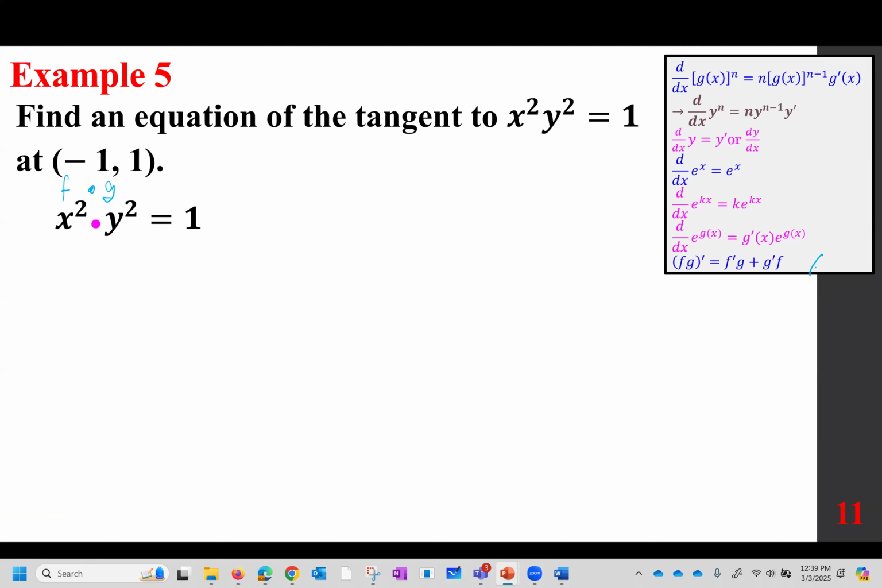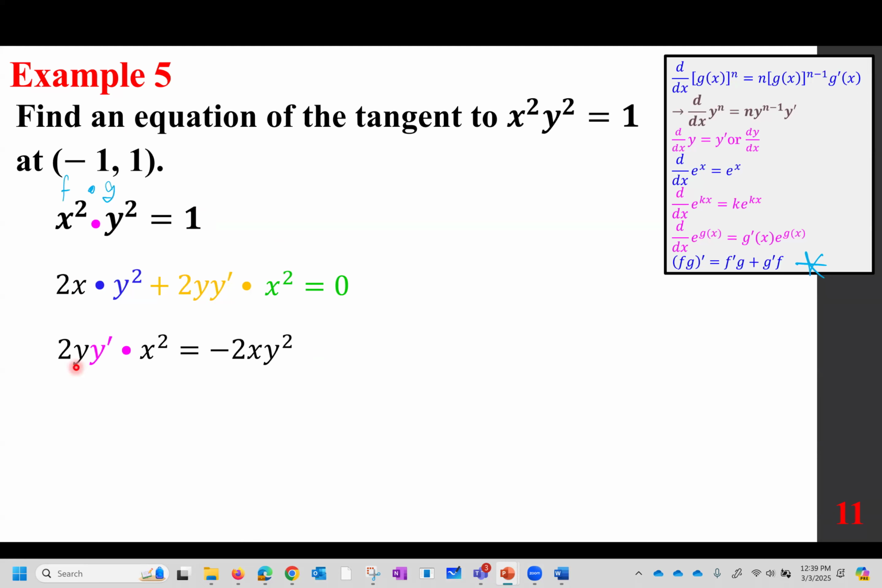this is f times g using the product rule. So we need f prime g plus g prime f. F prime is 2x times y squared, plus g prime, again following the extended power rule, 2y prime times f, which is x squared. The right side is 0, everybody, because it's a number. Now, you can plug in and find y prime numerically, becomes this slope. But it's really a good practice to solve for y prime, which means 2xy squared is going to move to the right, becomes negative.